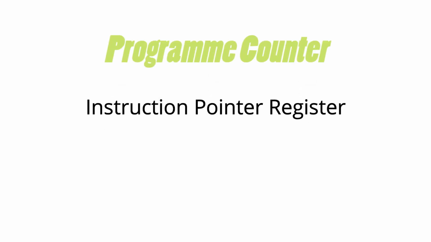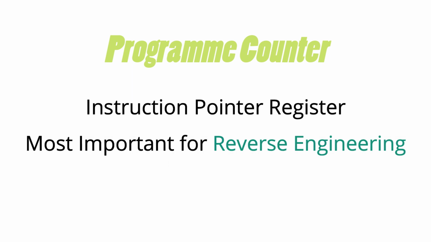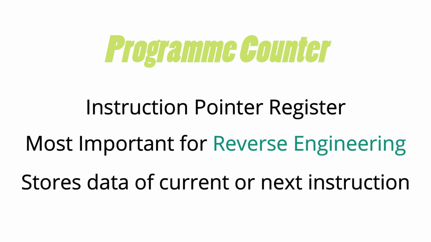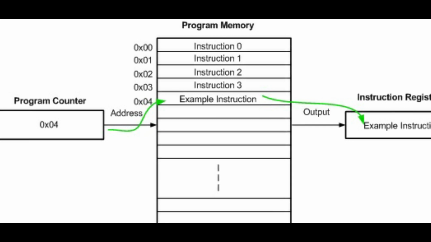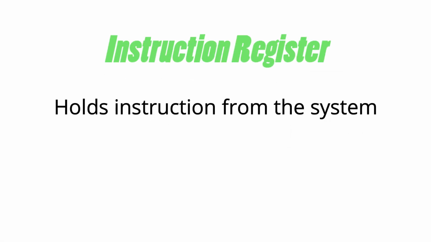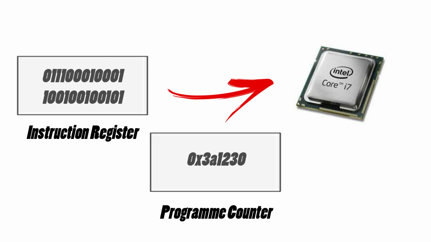The next is the program counter, also known as the instruction pointer register, which is the most important type of register from the reverse engineering perspective, and stores the data of a program which is going to be executed or is under execution. It also contains the memory address of the next instruction to be fetched, whereas instruction registers hold the immediate instruction received from the system that is fetched and stored into these registers. Once the instructions are stored, the processor starts executing the set of instructions, and then the program counter register will point to the next instruction to be executed.